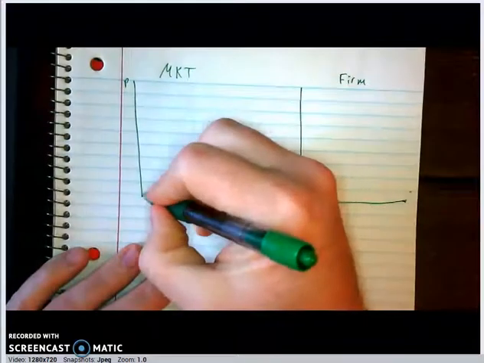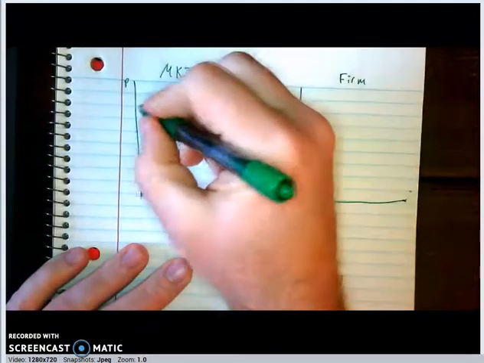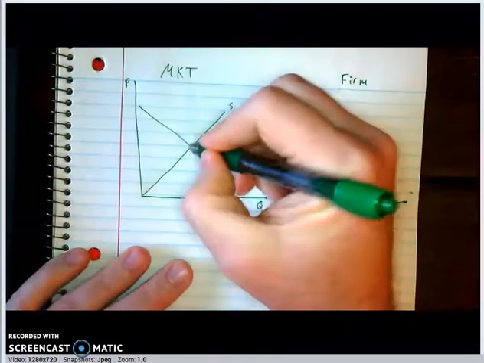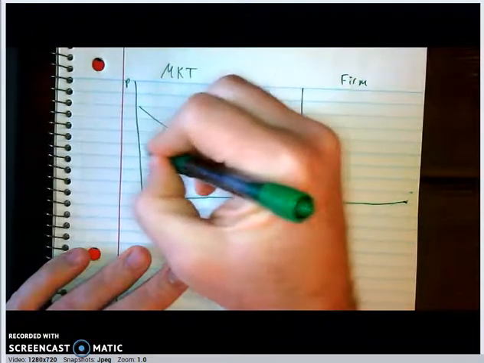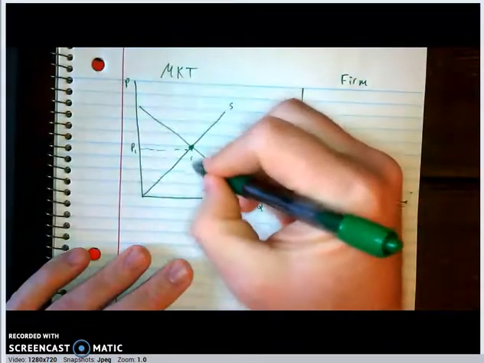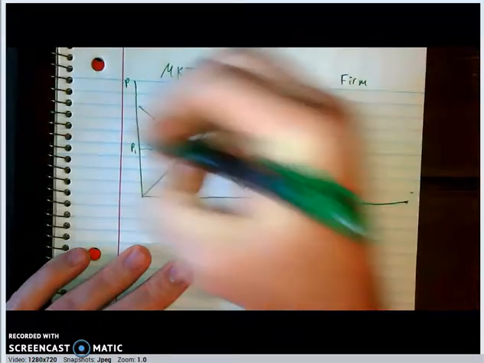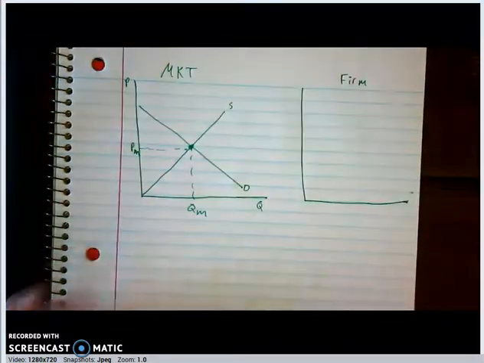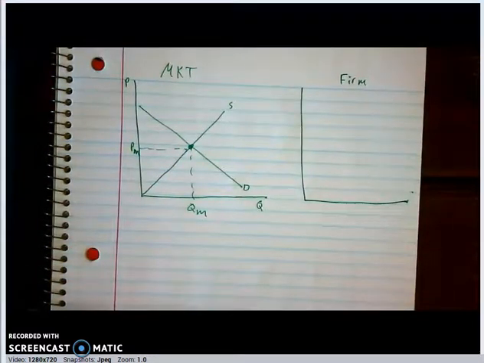All right. Now the market graph looks like every other market graph you guys have done. It's just straight supply and demand. And wherever the two curves intersect, that's going to be our price, and that's going to be our quantity. So this is going to be our market quantity and our market price, PM and QM.